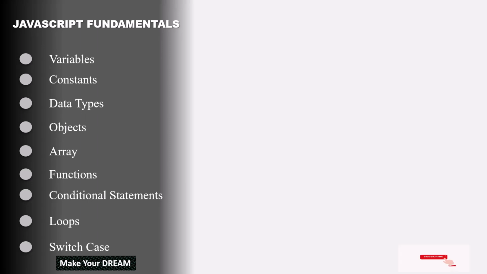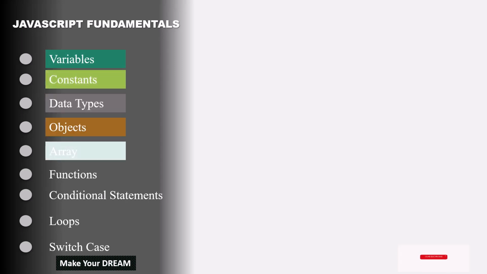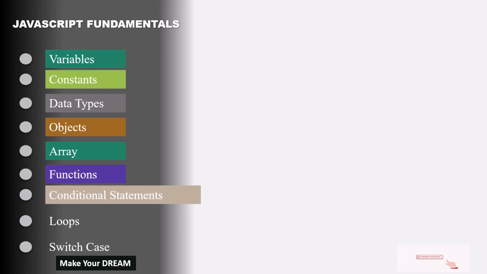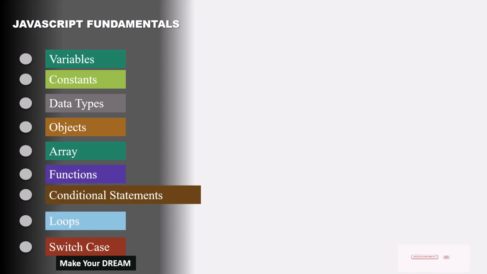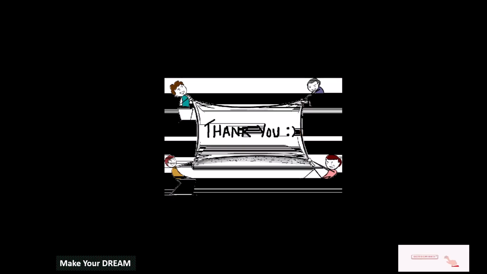So these are the JavaScript fundamentals. First are variables and then constants, and then data types, objects, arrays, functions, conditional statements, loops, and the switch case. These were some of the fundamentals of JavaScript. In the next section of JavaScript, we will cover more about that. So this was all about today's section.